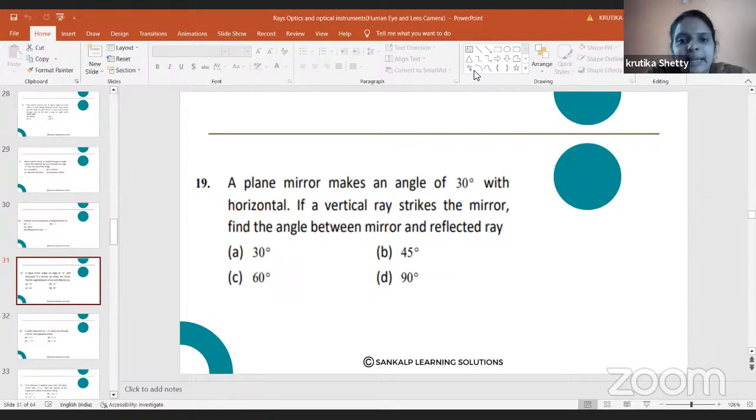A plane mirror makes an angle of 30 degrees with the horizontal. So here they are saying that the plane mirror is making an angle of 30 degrees with the horizontal. If a vertical ray strikes the mirror, find the angle between the mirror and the reflected ray. So they are asking you to calculate the angle of reflection. How to calculate the angle of reflection? According to the laws of reflection, we know that the angle of incidence is equal to the angle of reflection. So what will be the answer here?